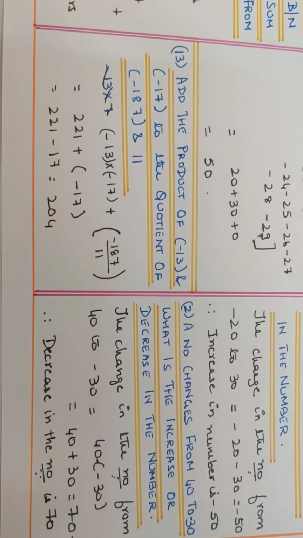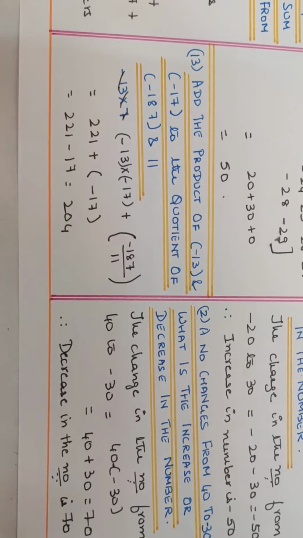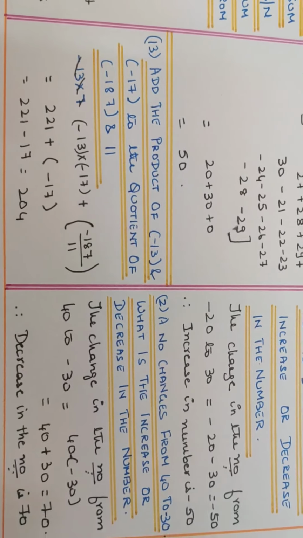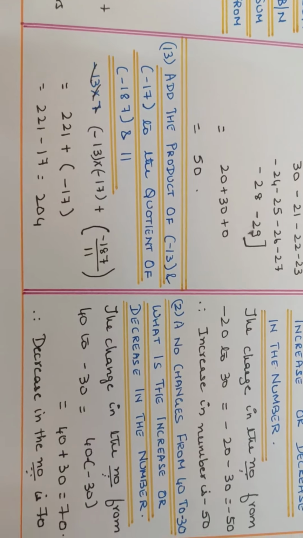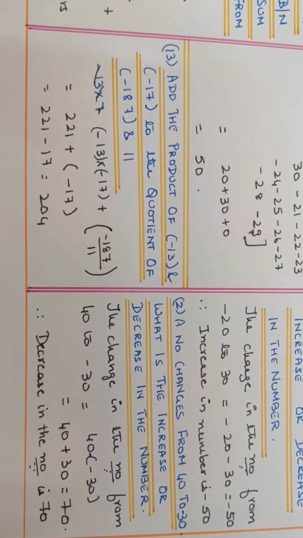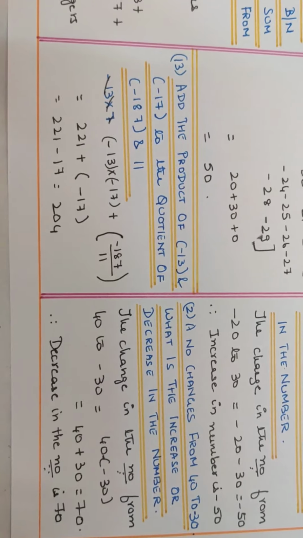Change from 40 to minus 30, what is the increase or decrease in the number? The change in the number from 40 to minus 30 is 40 minus of minus 30, that is 40 plus 30, that is equal to 70. Therefore, a decrease in the number is 70.